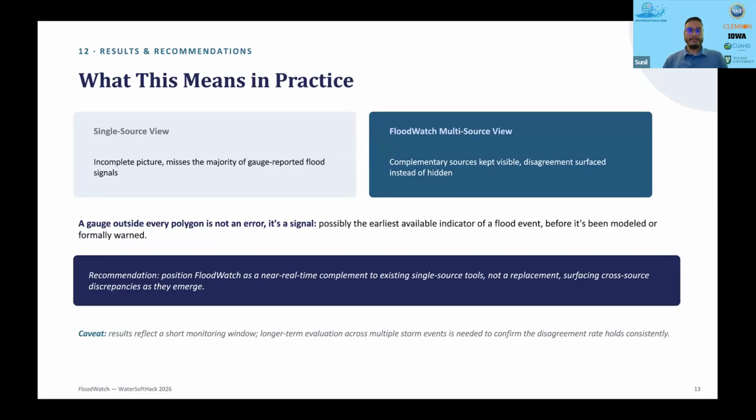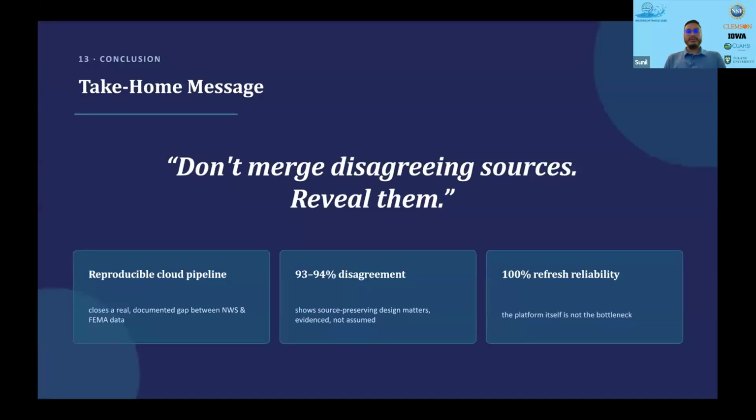Next, please. Finally, we developed a reproducible cloud pipeline, and we hit the 100% refresh rate, and we have 93 to 94% disagreement, where the flood gauge locations are not within the flood polygons. The final takeaway message is: do not merge the disagreeing sources, just reveal them.